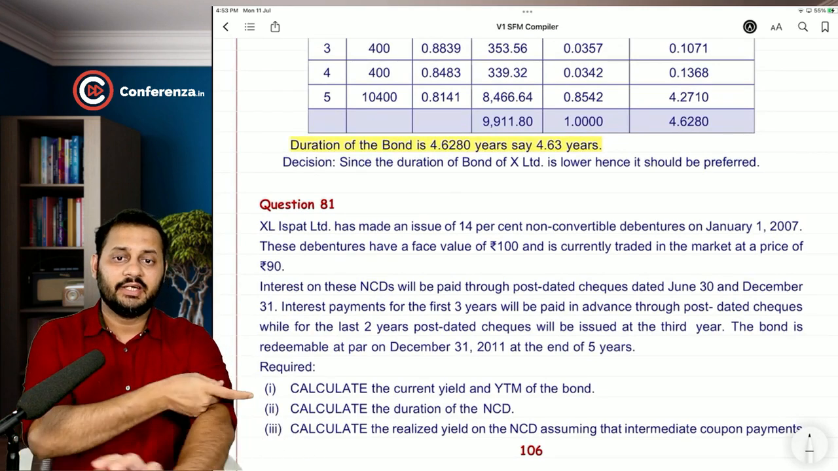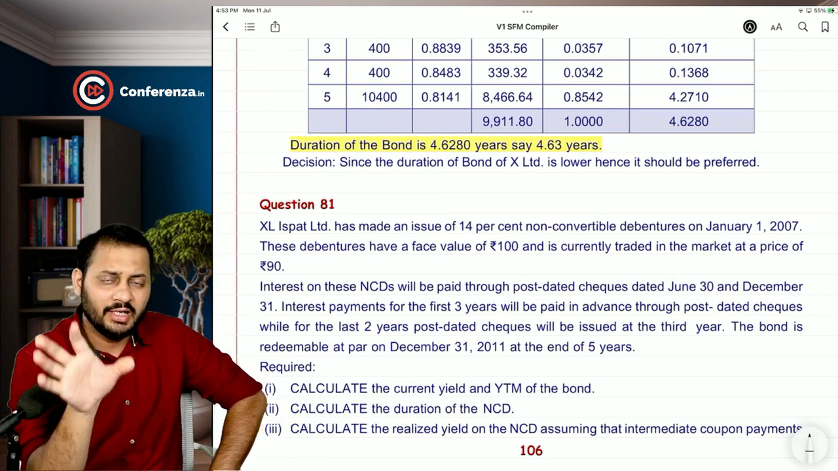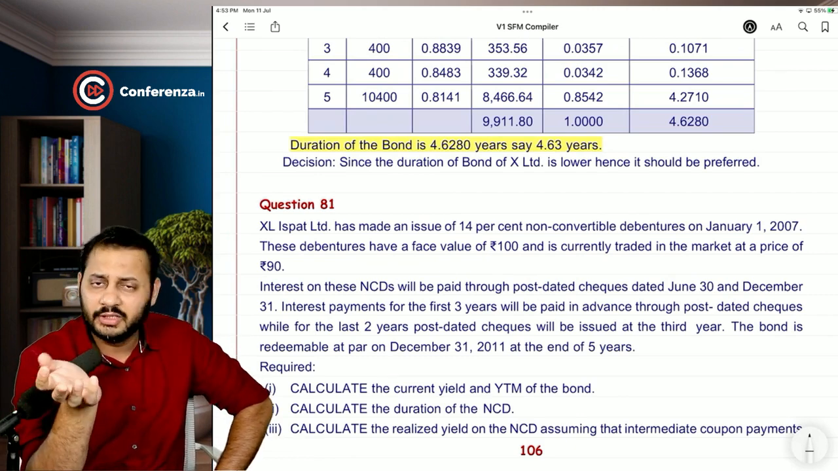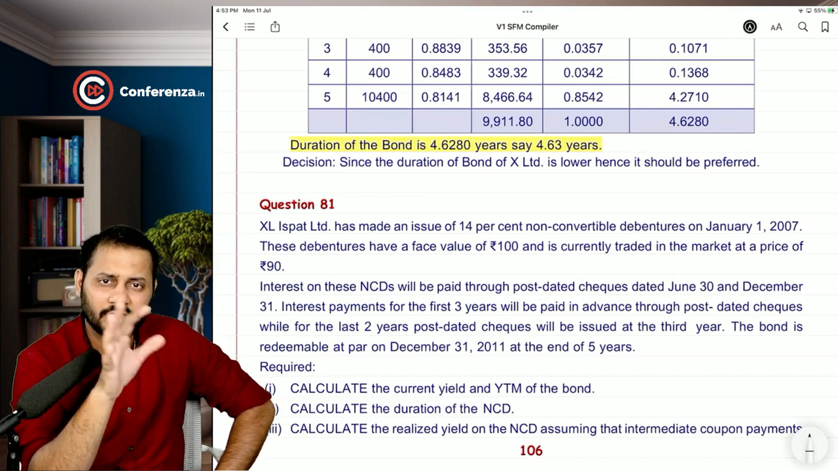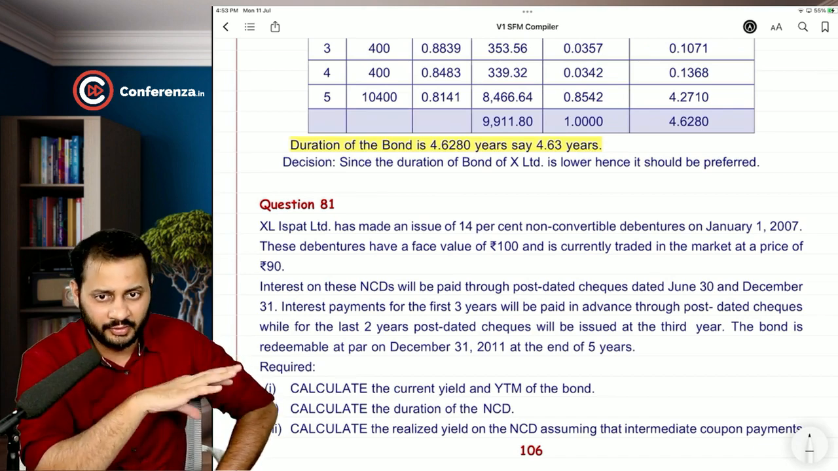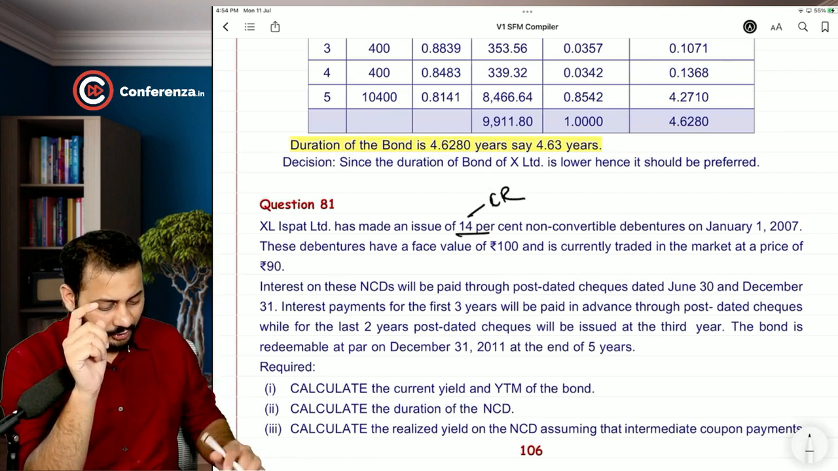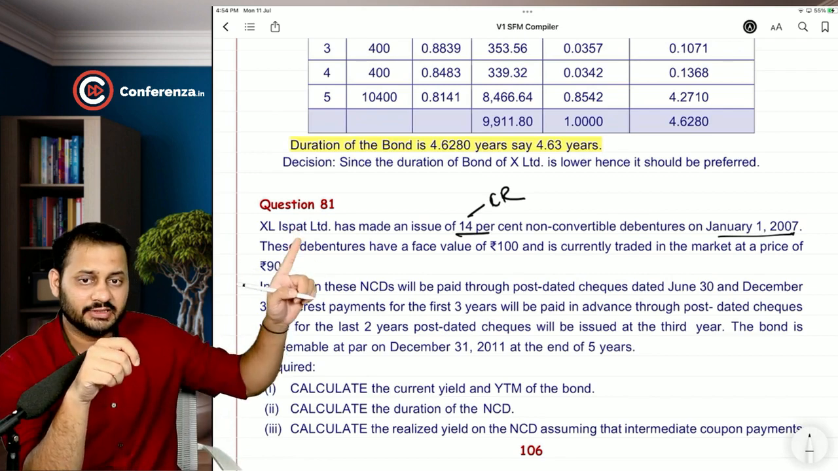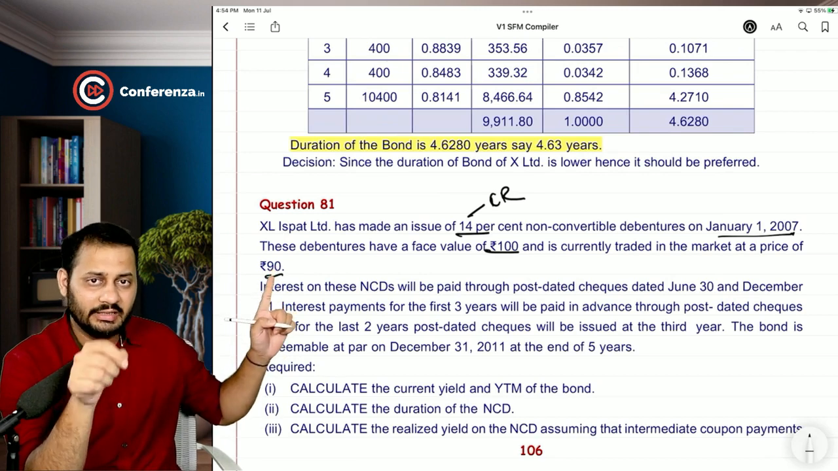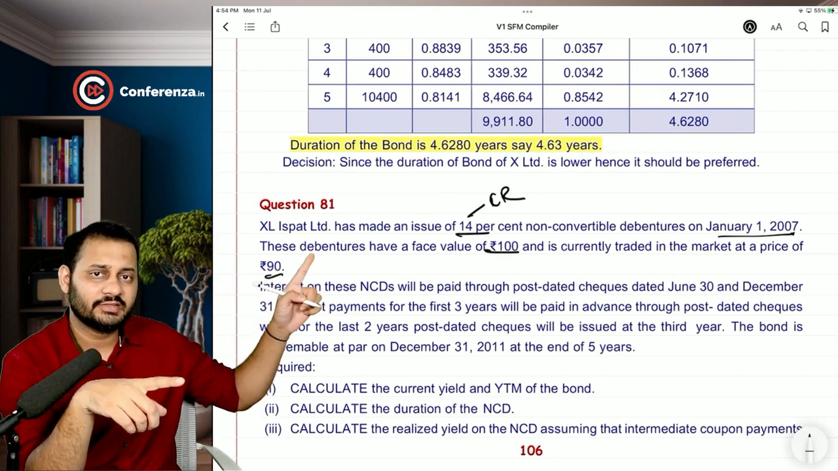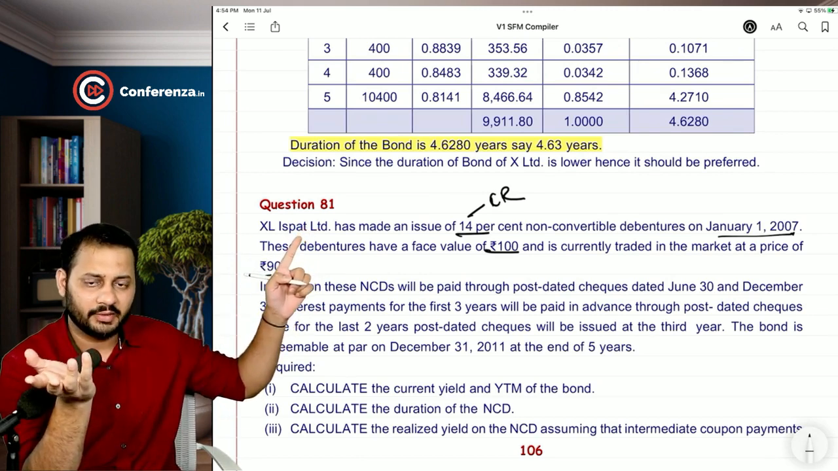Excel Ispat has made an issue of 14% non-convertible debentures on January 1, 2007. I will talk about non-convertible and convertible debentures later on. In this question, it has not much relevance, so understand this from the point of view of a normal bond. 14% is the coupon rate. These debentures have a face value of 100 and are currently traded in the market at 90. If they are trading in the market at less than face value, the YTM will be higher than the coupon rate if the redemption is at par.